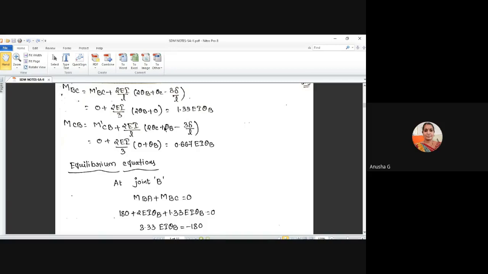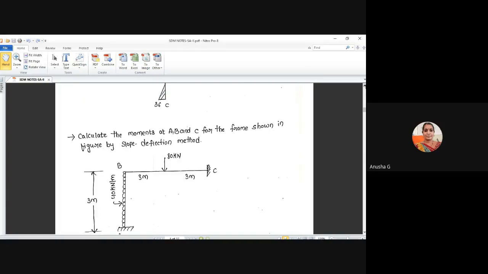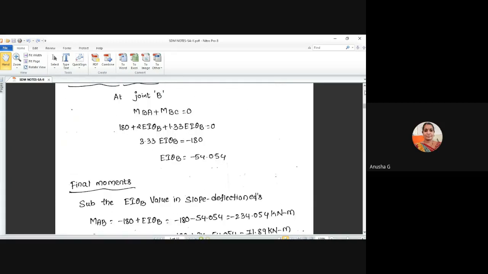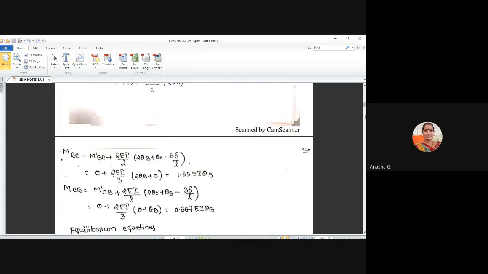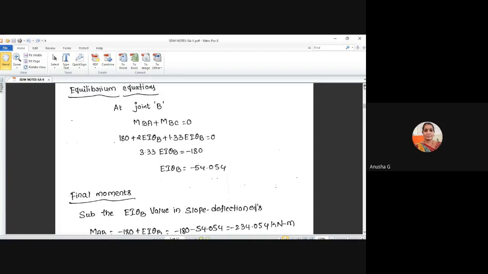Next is step 3, joint equilibrium equations. Joints we have to find. Only you have one joint, that is joint B only. For joint B, we will get MBA plus MBC. All of you check here. Our joint is only one equation, joint equilibrium equation. For our joint B we will get MBA plus MBC equal to 0. I have to substitute the 2 equations, MBA value and MBC value. Then you will get the value of theta B, EI theta B.